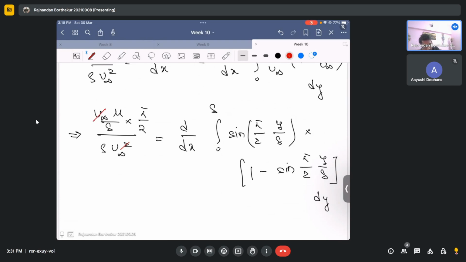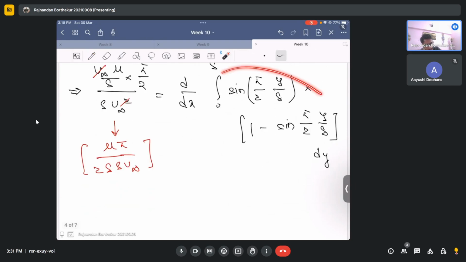Which means this term simplifies to what? This term simplifies to 2 delta rho u infinity. This will come into the denominator, and the numerator is nothing but mu times pi, I think. Yeah. Okay. All right. Now let's calculate this integral.